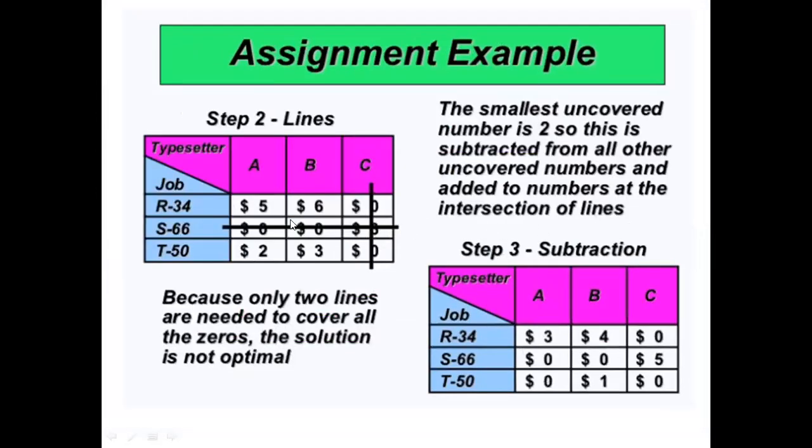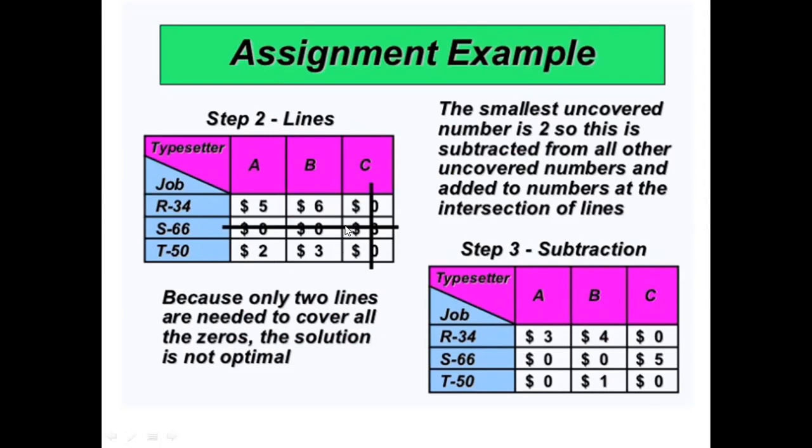So you see, based on step 3, we have to look at the uncovered numbers and find the lowest number. The uncovered numbers are 5, 6, 2, and 3. And the lowest number is 2. Then we have to subtract 2 from all of these uncovered cells, since it is the lowest number. So 5 minus 2 is 3. 6 minus 2 is 4. 2 minus 2 is 0. And 3 minus 2 is 1.